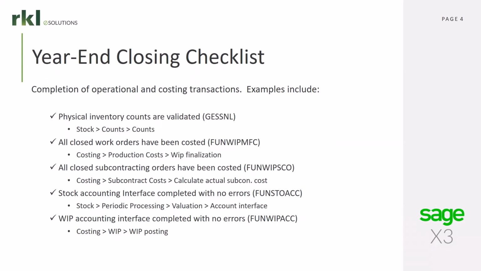Going over completion of operational and costing transactions, we're going to make sure physical inventory counts are validated. All closed work orders have been costed. All closed subcontracting orders have been costed. A stock account interface has been run without any errors. If you are getting errors, you can reach out to support and we can assist with those. Usually they're dimension errors of some sort or date issues. We're going to run the WIP accounting interface for any kind of closed work orders that haven't been posted yet.